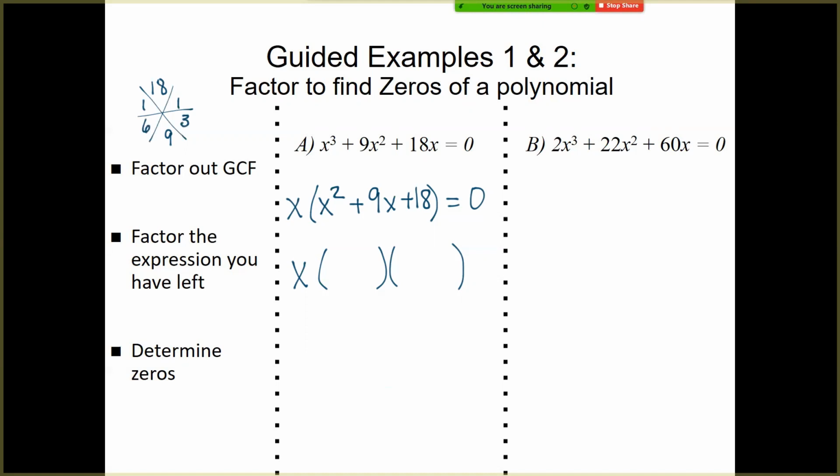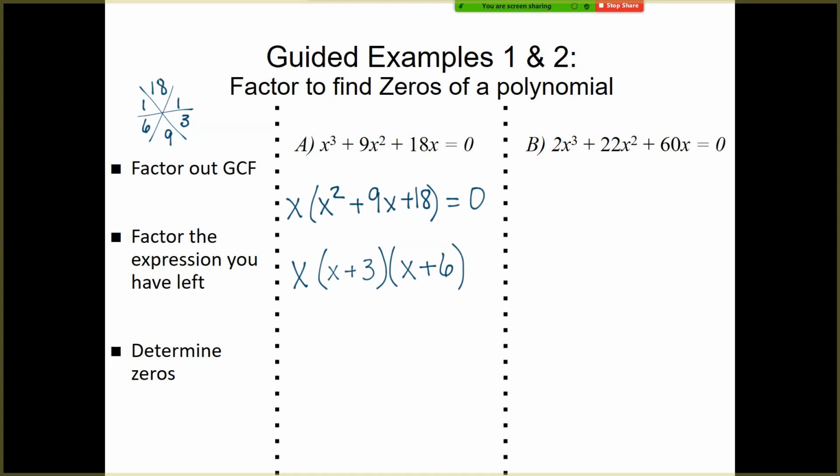So two numbers that multiply to give me 18, but add to give me 9: positive 6 and positive 3. Can I factor this any further? Neither one of the sets of parentheses are quadratic, so we probably can't factor it any further.